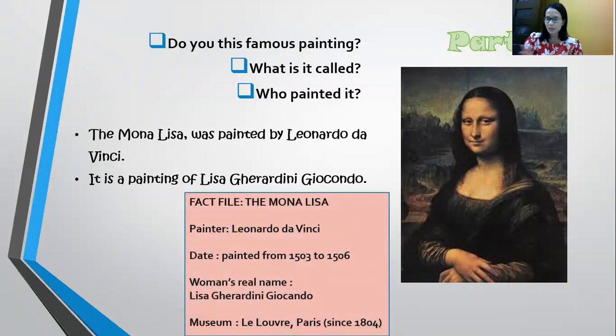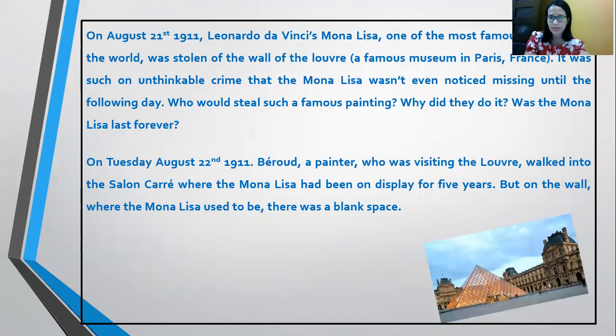So the painter's name is Leonardo, and the date it was painted is from 1503 to 1506, so it means it took 3 years. And the woman's real name is Lisa Gherardini. And the famous painting is still on display in Le Louvre, Paris Museum, and it has been since 1804. Now, you can check your learner's book also while we move to the reading section.